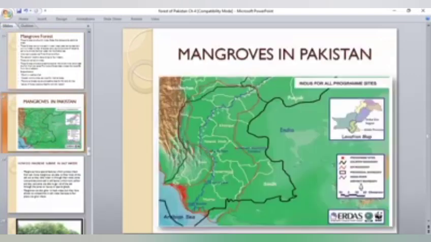Then mangroves in Pakistan. Look at the location of mangroves, Arabian Sea, in the Indus Delta. This is the location of mangrove forest, mostly in Hub Delta and Indus Delta. The red areas, have you seen the red? The mangrove forestation.